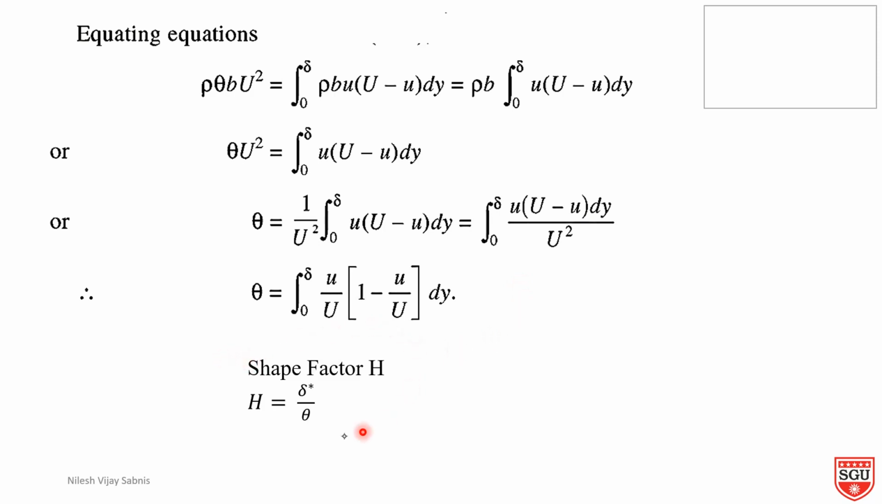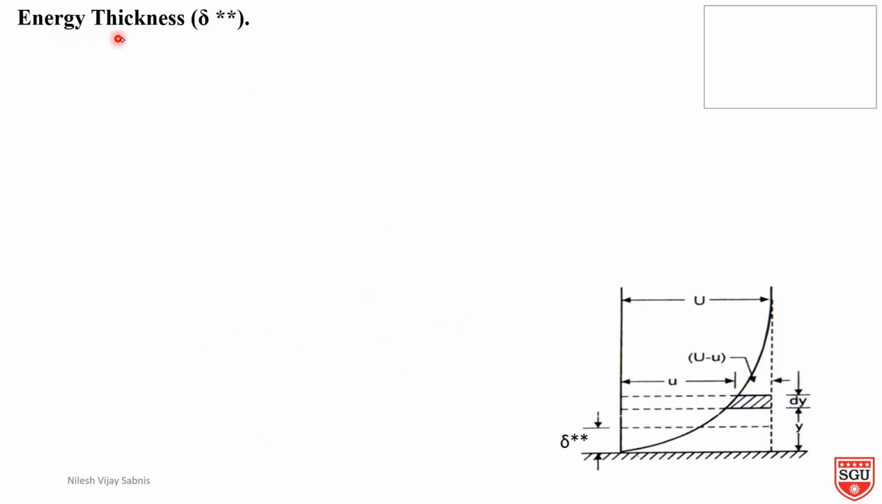There is one concept which is called the shape factor. Shape factor is nothing but displacement thickness divided by momentum thickness. This term you should remember. I hope you have understood a little bit the concept of momentum thickness. This equation is much similar to the previous one. Now we will move on to the next point, energy thickness, delta double star.